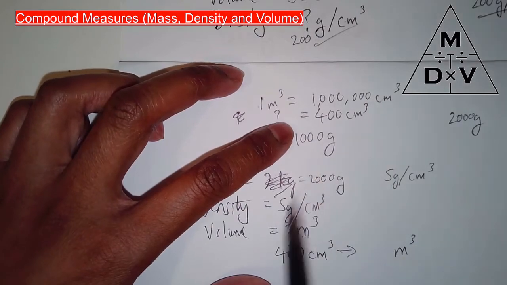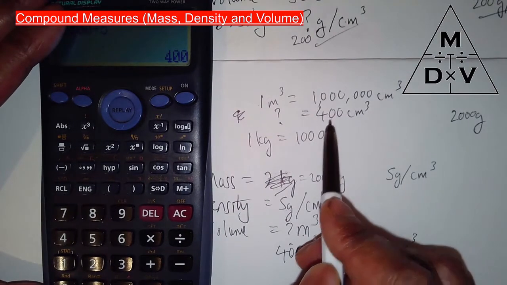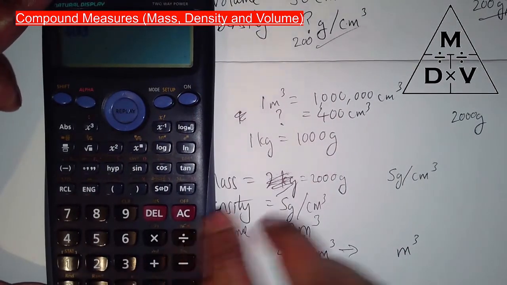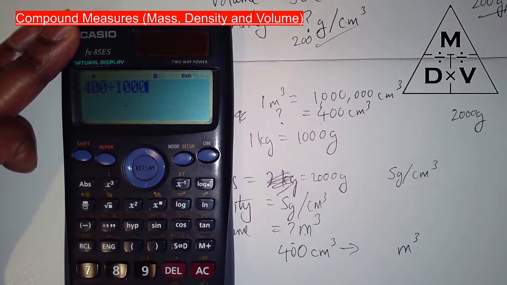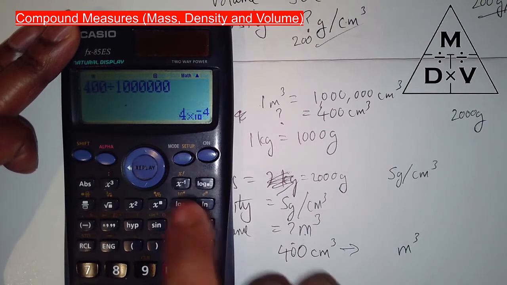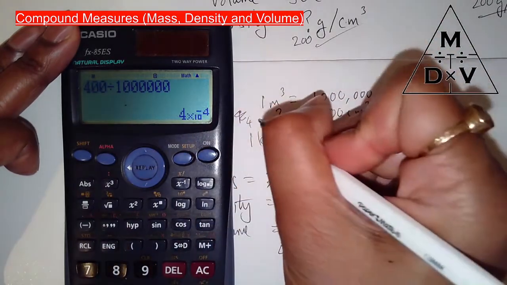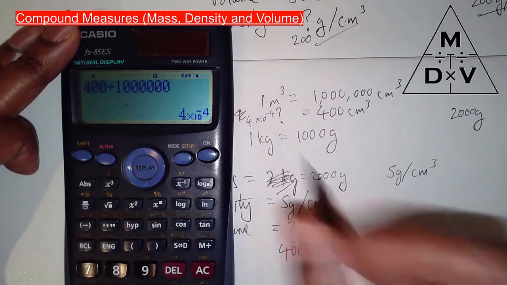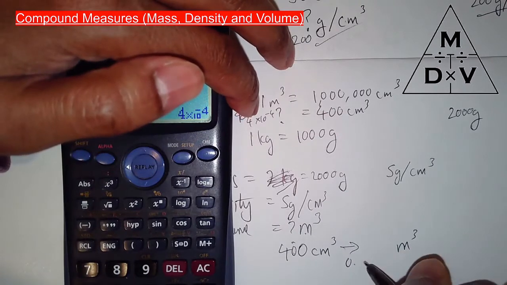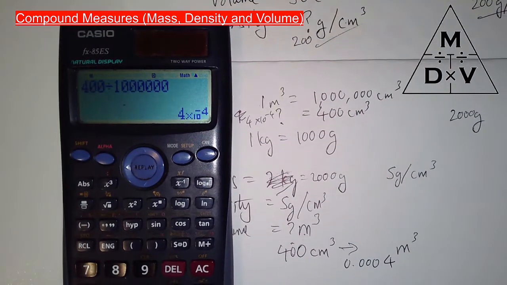So what I can do is this. I'm going to divide the other way. 400 divided by 1,000,000. That's going to be 4 times 10 to the power of minus 4, is what's showing on the calculator. That's a very tiny number. That is actually 0.0004 meter cubed. That is your answer.